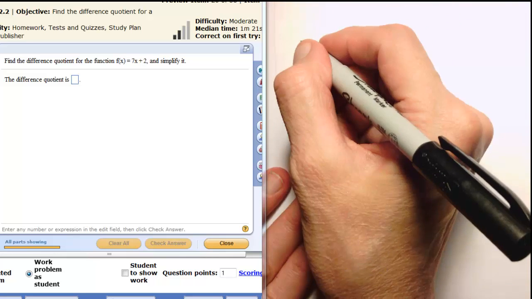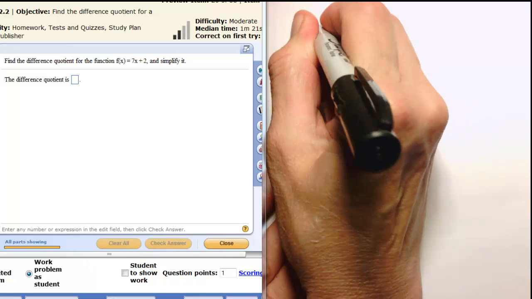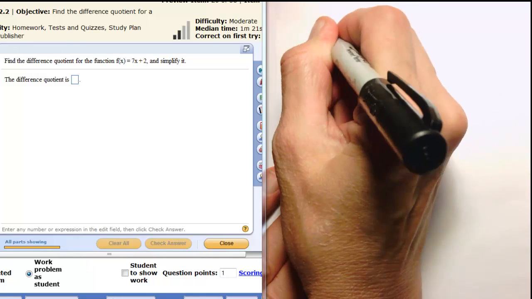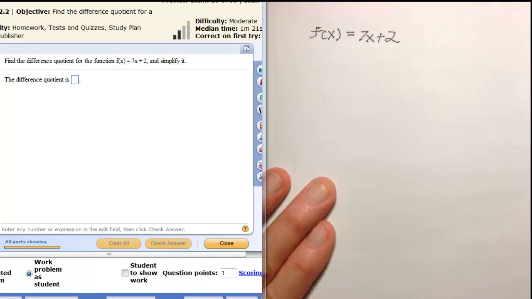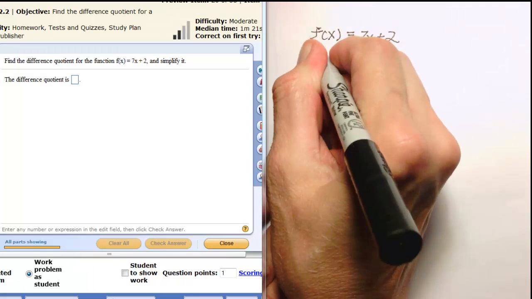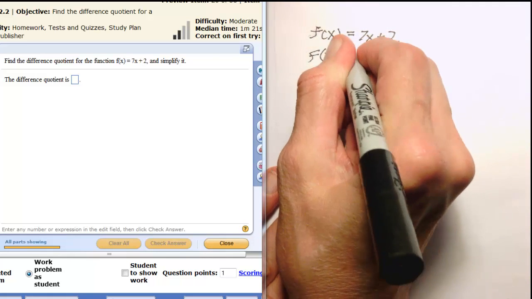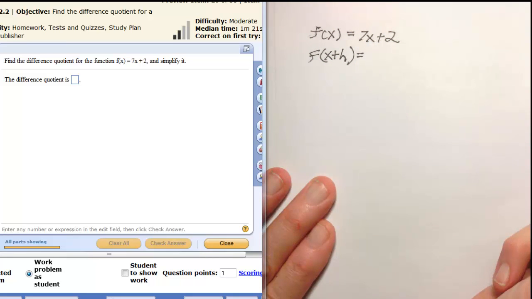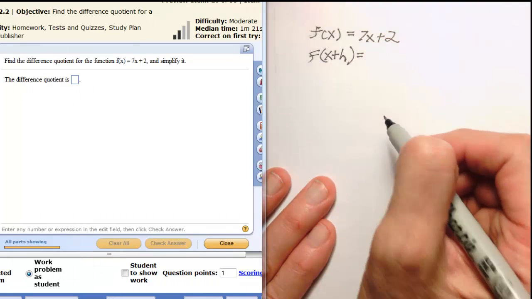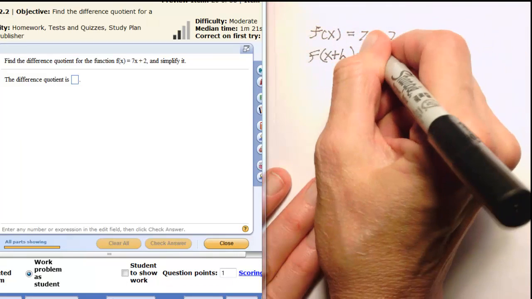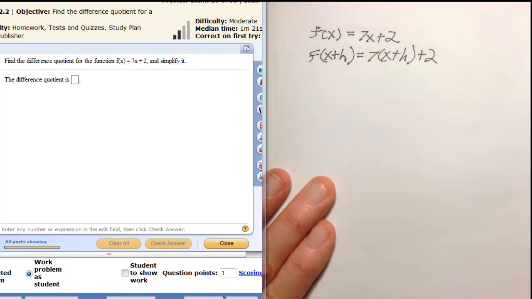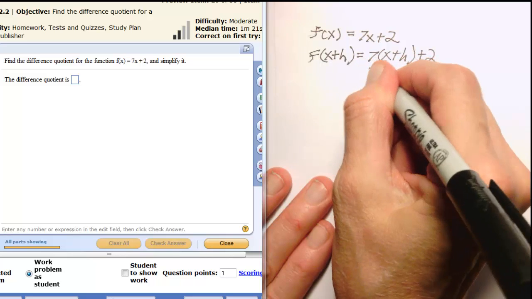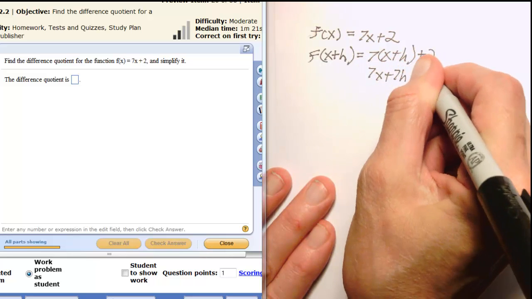You'll be given a function like f of x equals 7x plus 2. That's not hard. Now, we're going to find f of x plus h, which is really just the second x-coordinate. So f of that second x-coordinate is going to be 7 times x plus h plus 2, which is going to be 7x plus 7h plus 2.